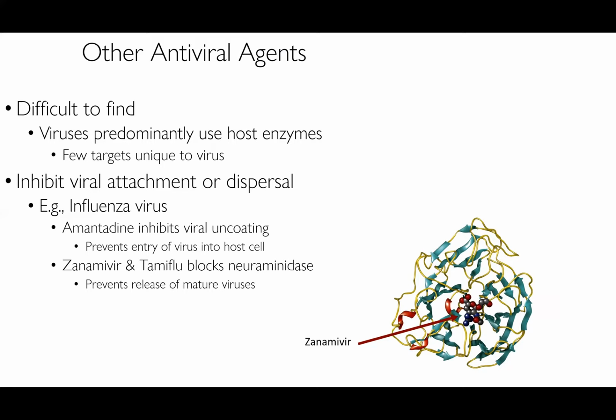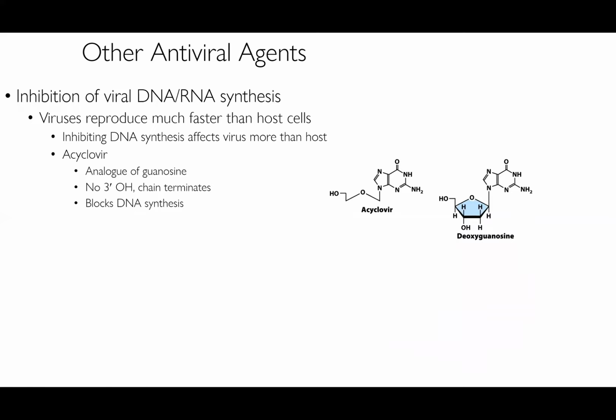For instance, for the influenza virus, there's a compound called amantadine that inhibits viral encoding, so essentially it prevents the virus from entering the host cell. Many of you might have heard of zanamivir and Tamiflu, which block neuraminidase, which essentially prevents the release of mature viruses. There are other ways to control viruses, but the best and safest way is actually just with vaccines.